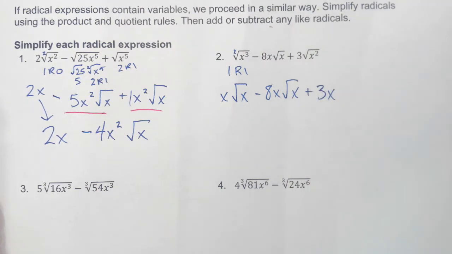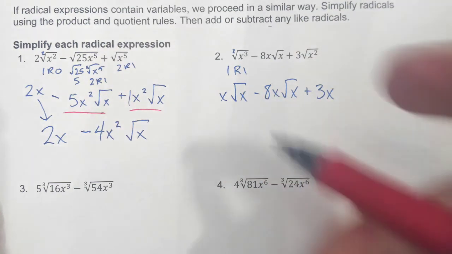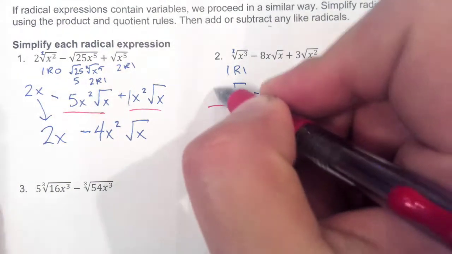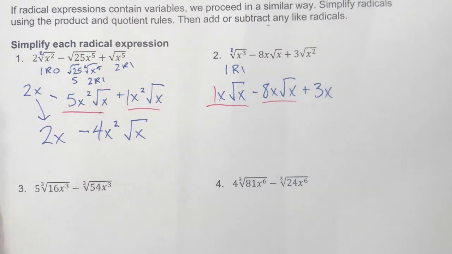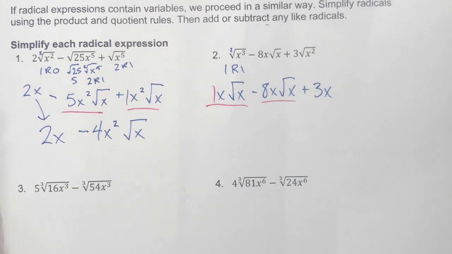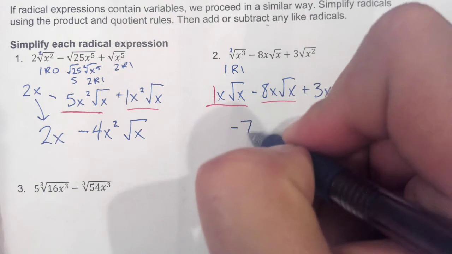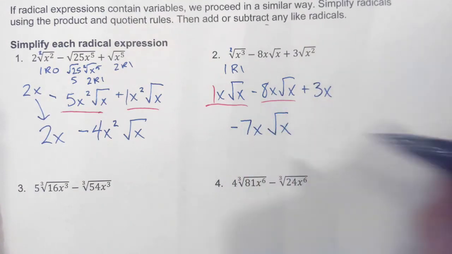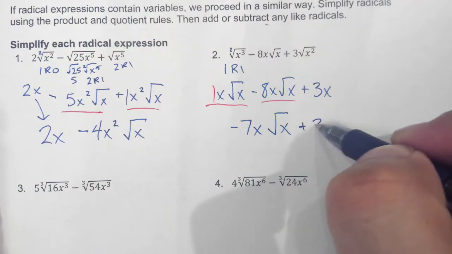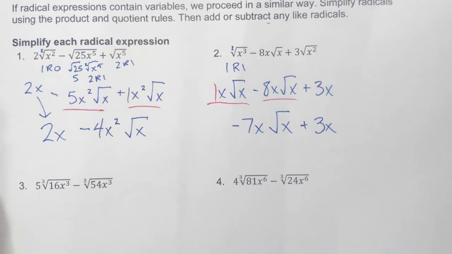Which of those are like radicals? Once again, these two are. So remember, this one has an unwritten 1 in front of it. What's 1x minus 8x? 1x minus 8x is negative 7x. Tag along that square root of x, and also tag along that plus 3x at the end.